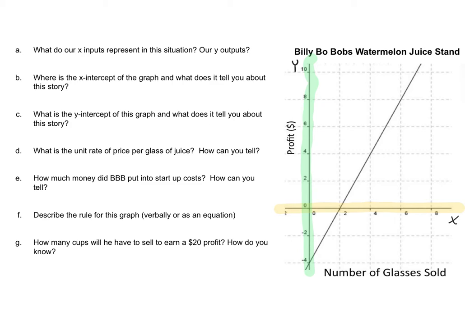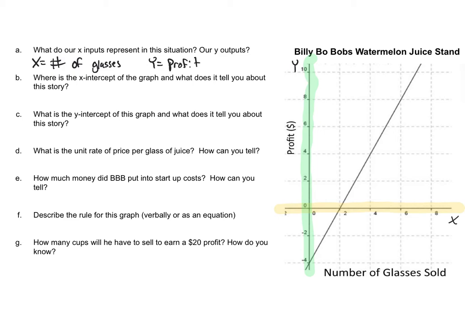A says, what do our X inputs represent in the situation and our X outputs? All right, we just went over that. Our X's are number of glasses, and our Y's is our profit.